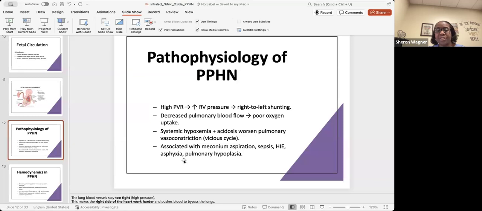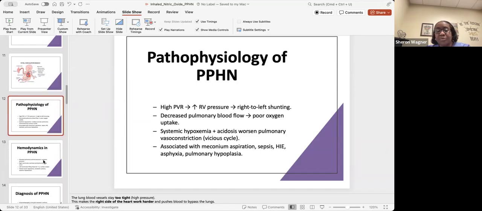Again, I mentioned earlier some of the causes of PPHN could be things like meconium aspiration, sepsis, HIE, asphyxia, and pulmonary hypoplasia. From different reasons, it could be a diaphragmatic hernia where the abdominal contents are pushing up onto the lungs and it's not developed properly.